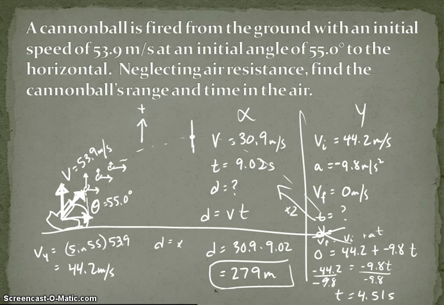Okay, again, keep your x's on the x's, keep your y's on the y's, and the x side always is a constant velocity, where the y side is constant acceleration due to gravity.